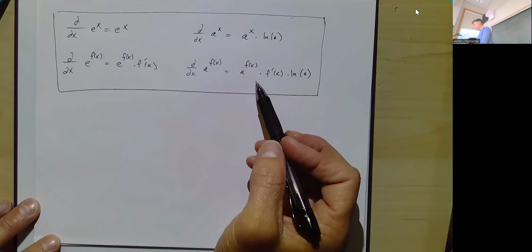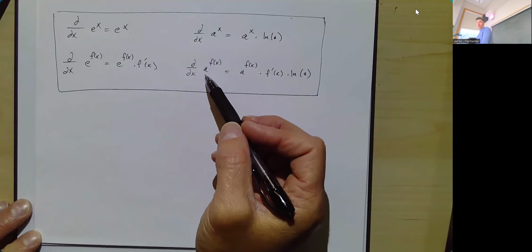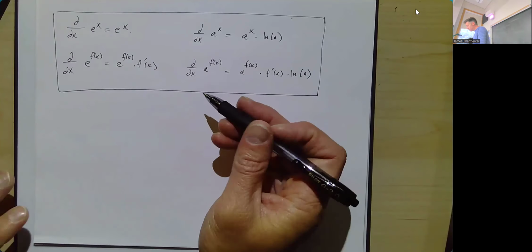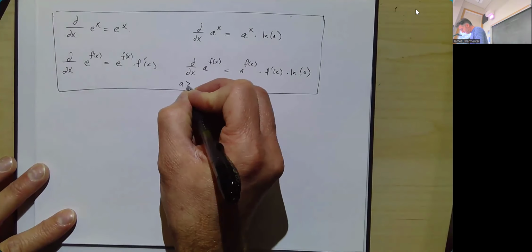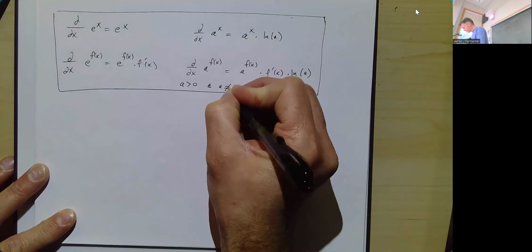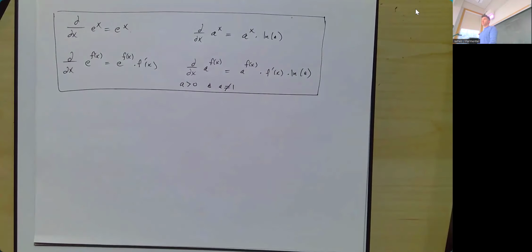This is true if a is equal to e, or if a is equal to 2, or if a is equal to 7, or if a is any positive base that is not equal to 1. Those are the restrictions on your bases. Your bases have to be positive. You can't have like -4 to the something power. It's just not a good function. And your bases can't be 1 because 1 to any power is always 1. So it's not exponential, which is boring.